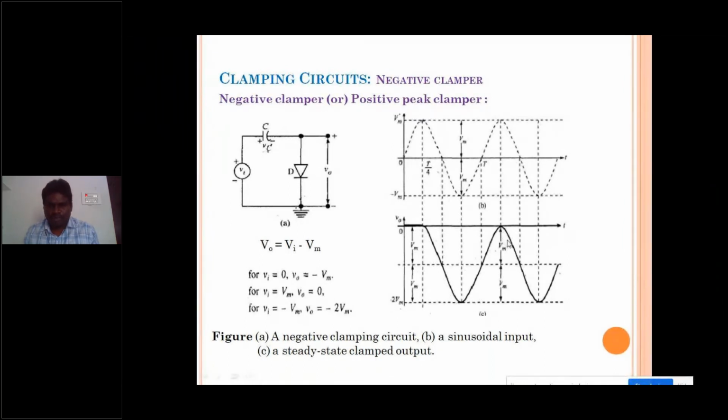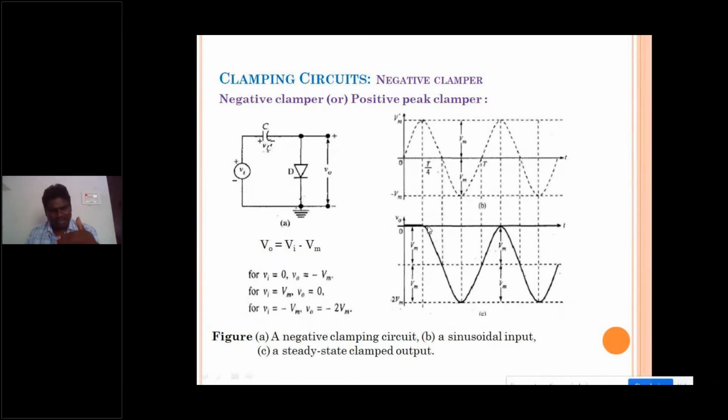Just observe the input and output waveform. Input positive peak is Vm, negative peak is minus Vm, about the 0 reference level. There exists a positive peak and negative peak. But in the output, you can see here, the entire waveform is shifted to negative. That is entirely below the 0 reference level.